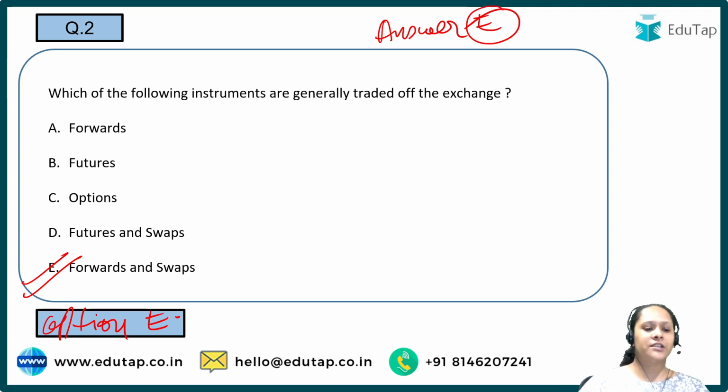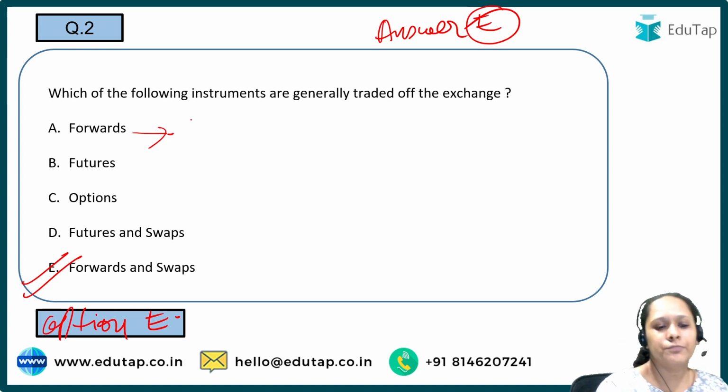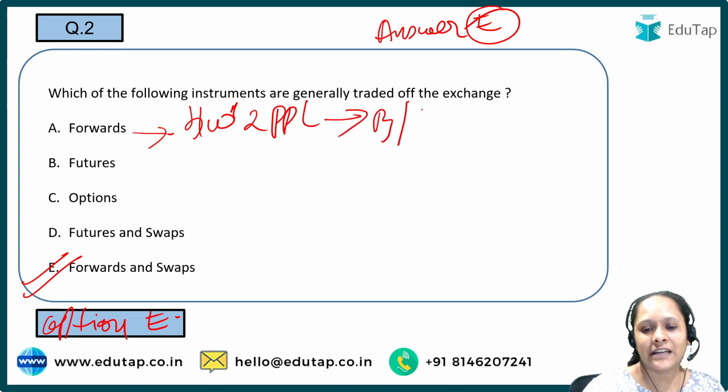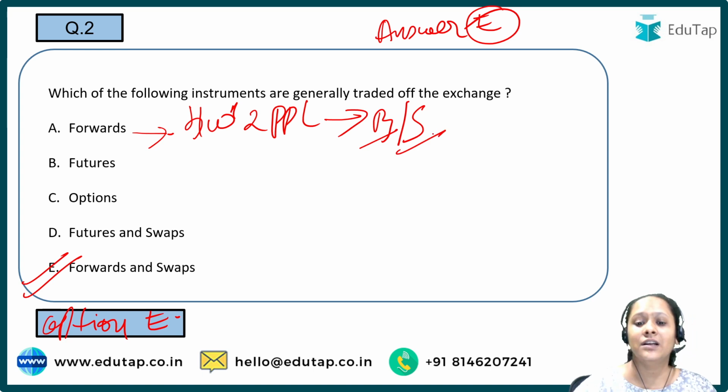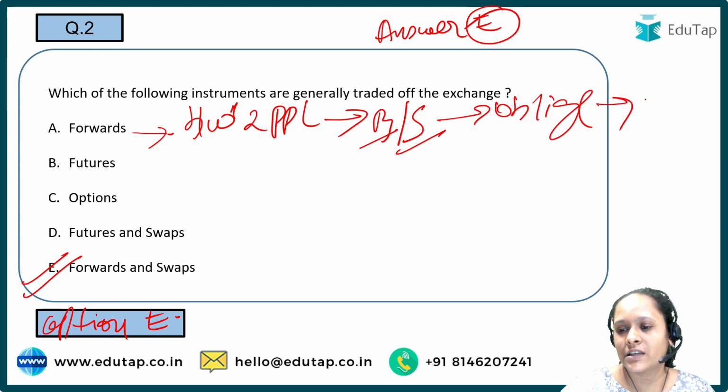Now, what are forwards, futures, swaps, and options? These are the types of derivatives. Okay, we understood what derivatives are. Now we'll understand the types of derivatives. Now, a forward is an agreement between two people, a buyer and a seller. There are two parties involved, one is the buyer and one is the seller, and both are obliged to execute the contract on a future date.